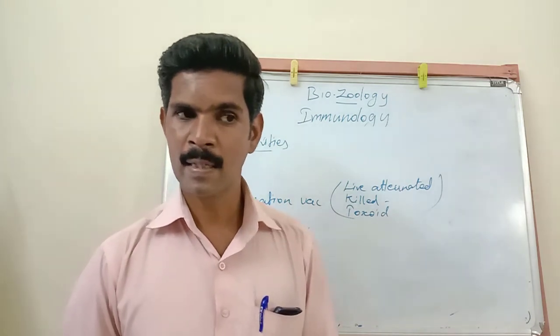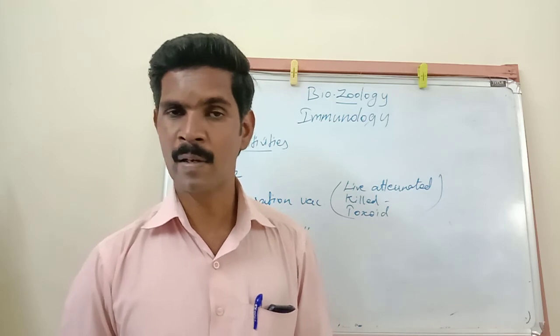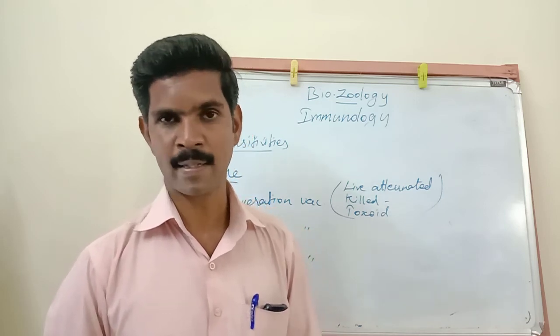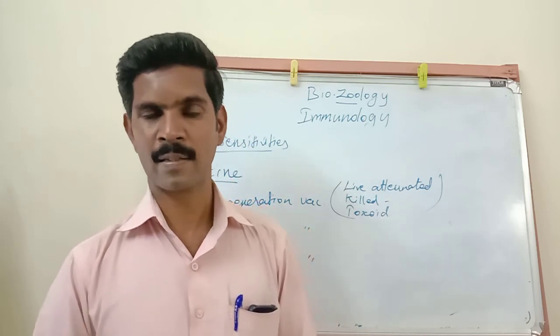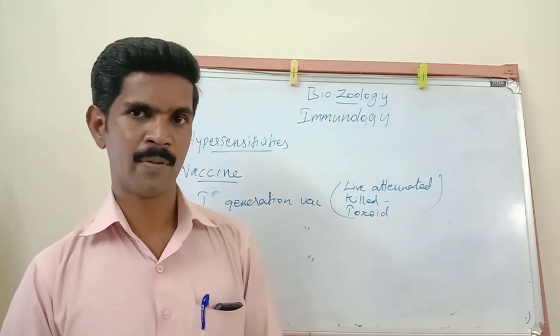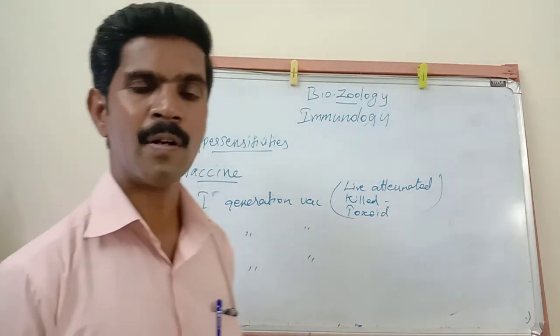And nowadays some new evolutions are also there in the vaccine field. This new vaccine is called DNA vaccine or recombinant vaccine. It's a revolutionary vaccine. So now we completed the 3 types of vaccines also. It is very important for 5-mark question.